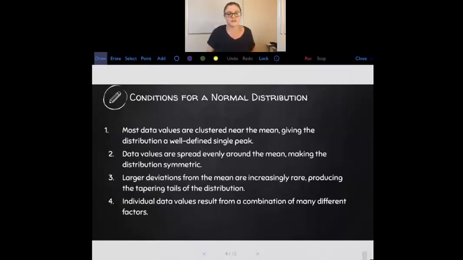First, most data values are clustered near the mean, giving the distribution a well-defined peak. The data values are spread out evenly across the mean, which means that each side looks the same, so that's what makes it symmetric. Larger deviations from the mean are rare, producing tapering values at the end. So again, picture of the normal distribution here. These values are rare, which is what makes the tapering tails there. And then individual data results come from a combination of different factors.